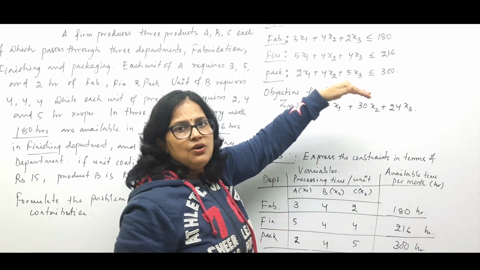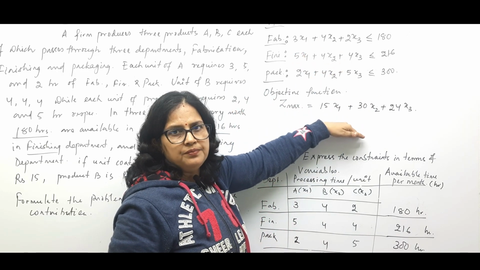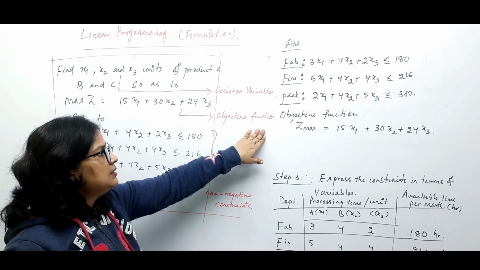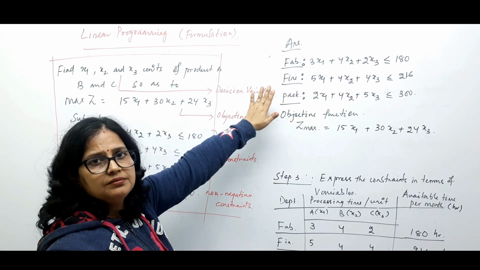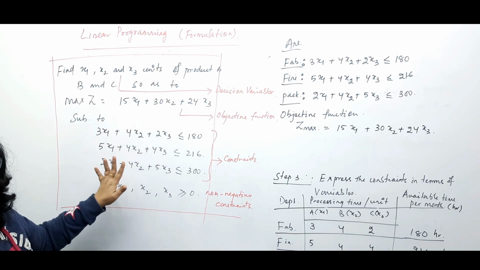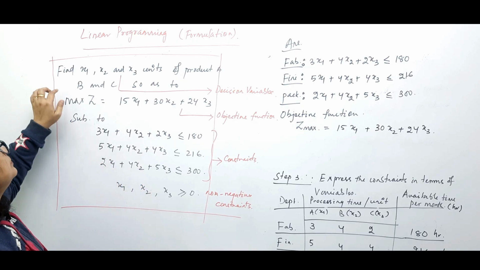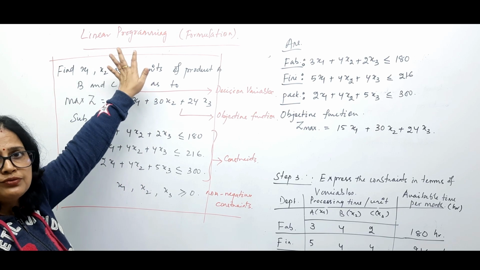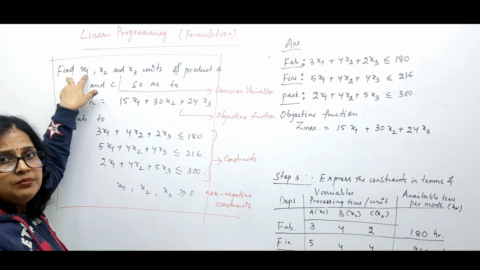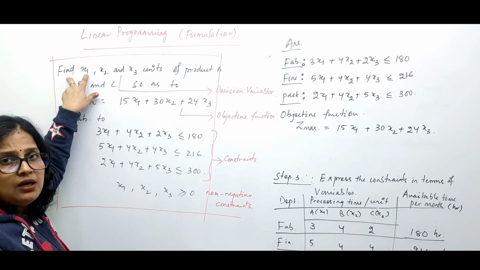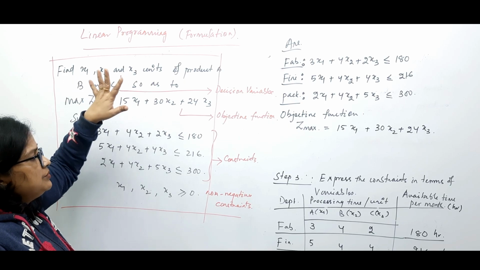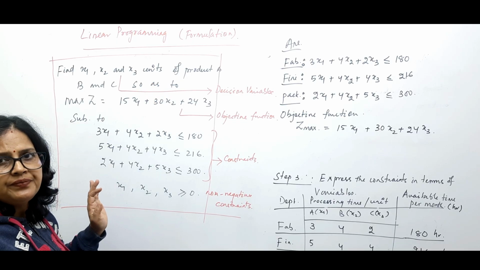Let us put all these things into a form. So we have done it. We have written the objective function. We have written the constraints. So how are we going to express all the things in one table? For formulation questions, we have to write like this. Find how many units of A, how many units of B, and how many units of C we need to produce to maximize our profit.